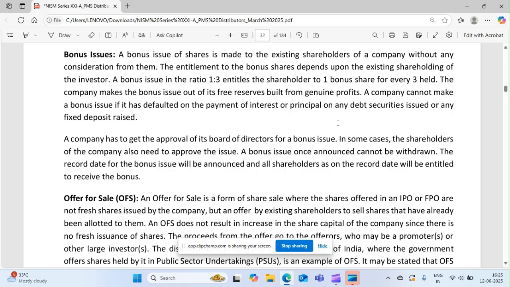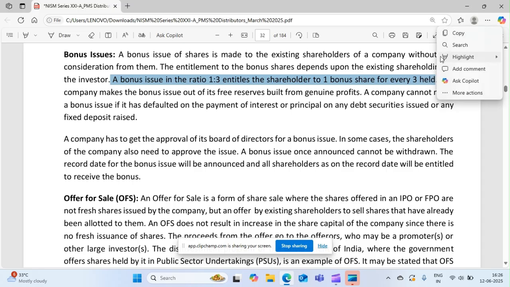Bonus means you are getting some shares from the issuer, if you are holding the shares already in a particular ratio. So bonus share is always given to the existing shareholders. And if a ratio is mentioned like this, 1 is to 3, which means you will get one bonus share for every 3 shares held. This is how the description is, and do not miss this out, right?